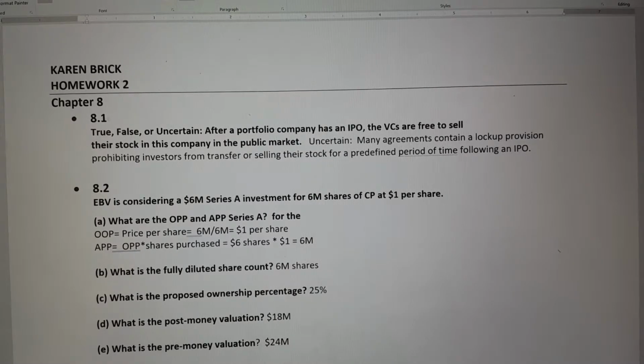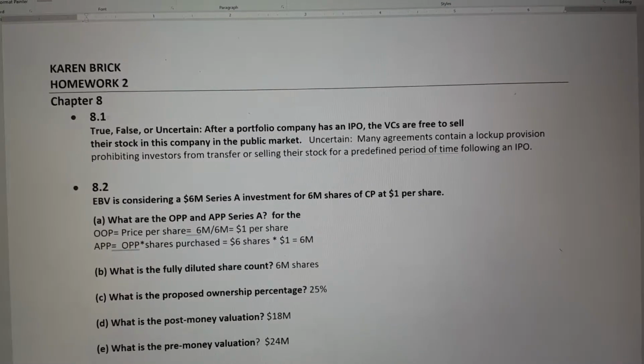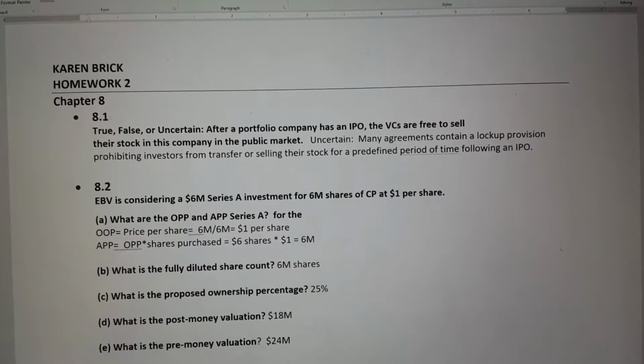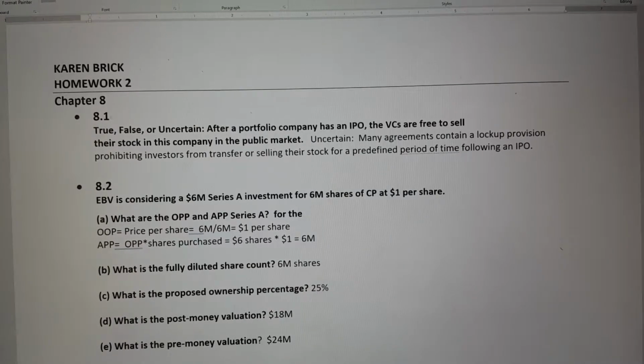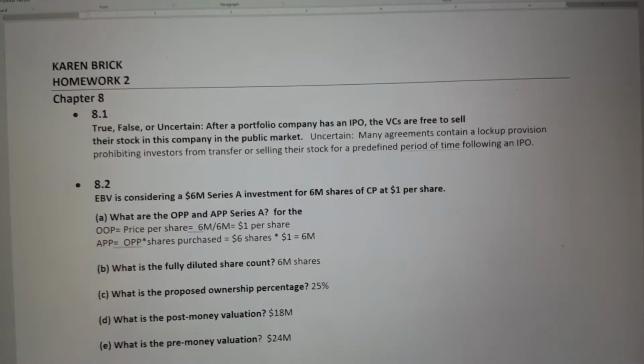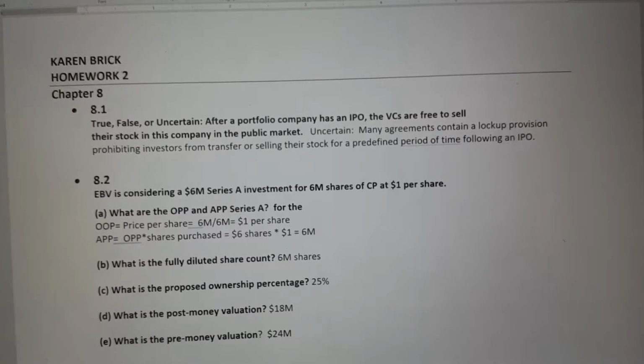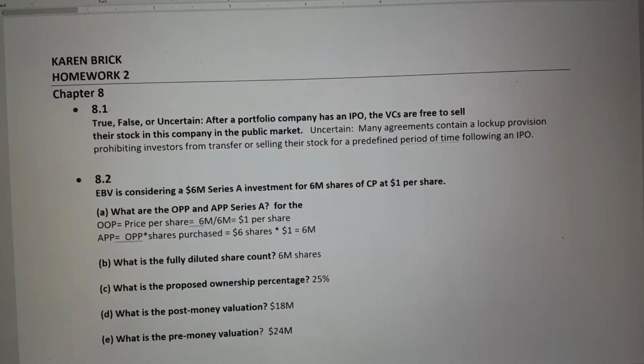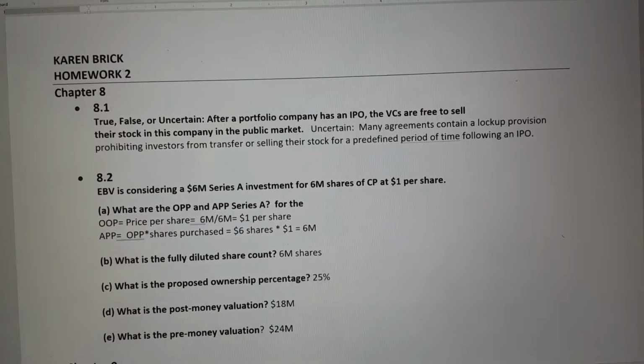Chapter 8, question 1 is uncertain, as many agreements have a lockup provision prohibiting investors from selling their stock for a predefined period of time following an IPO. 8.2, most of these answers were pulled from the table that was provided.